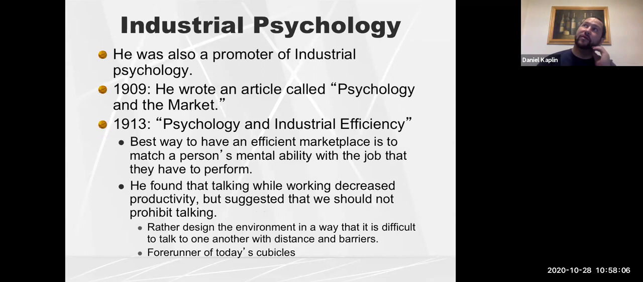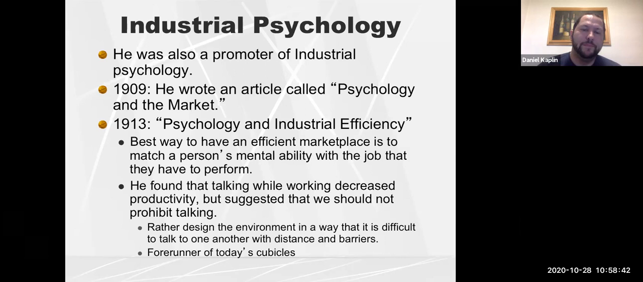He also was a promoter of industrial and organizational psychology. He wrote a book called Psychology in the Market and Efficiency. So these are now similar to the work that Walter Dill Scott is doing. And he felt the best way to have an efficient marketplace was to match people's mental ability with their job. So again, some of the testing that Scott was doing to properly place people in a job, he was saying anecdotally.